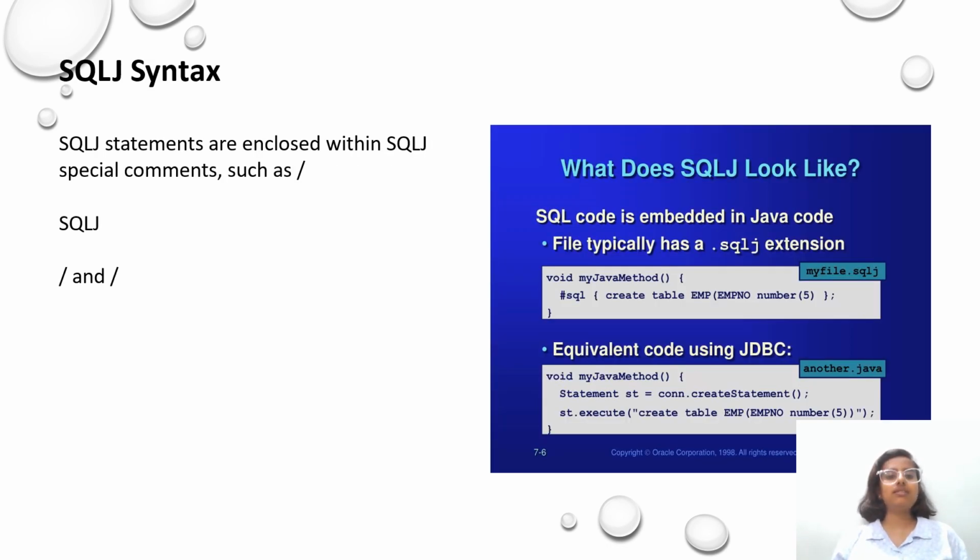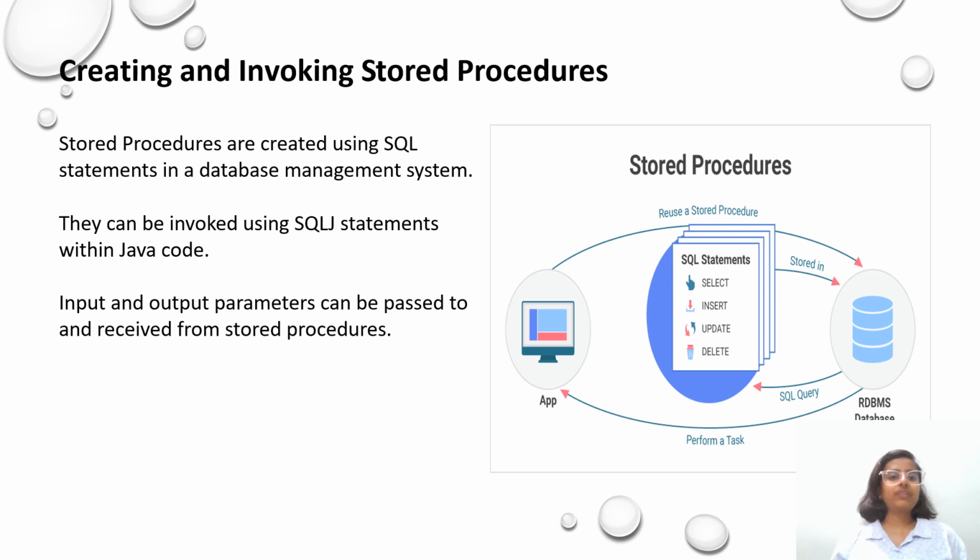Next is SQL syntax. SQLJ statements are enclosed with SQLJ special commands such as the hash and curly brace. What does SQLJ look like? It typically has a .sqlj extension, with a void main Java method, like creating the table of employee, a particular table or a particular column. The equivalent code using JDBC has statement executions on the tables, rows or columns.